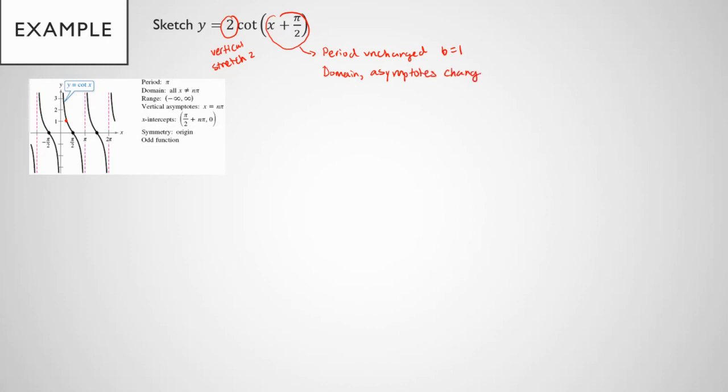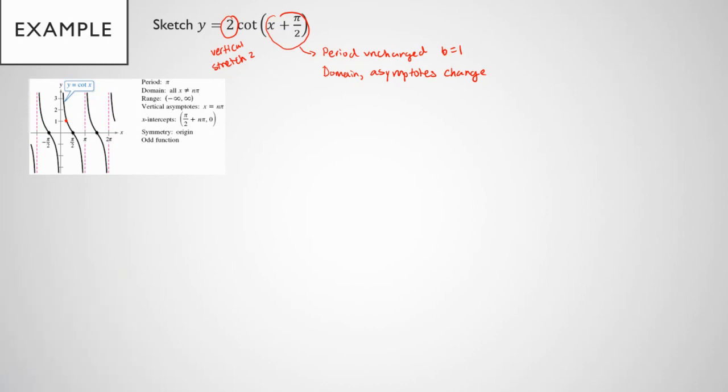And that is because we have something added and subtracted. So domain and asymptotes always change, no matter what. If there's something done to x, it's just the period that sometimes does not change.